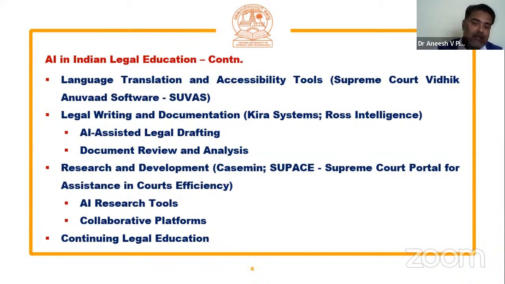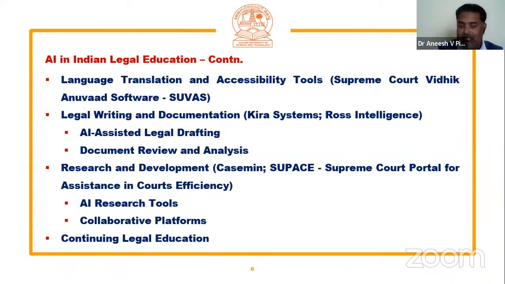Otherwise, because whenever a case comes from a different state to the Supreme Court, it will be in a different language. It may be in the language of that particular territory also. So to convert or translate that language, even our Indian judiciary is using software.